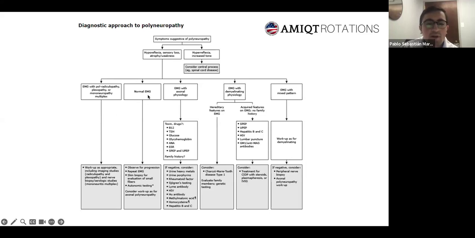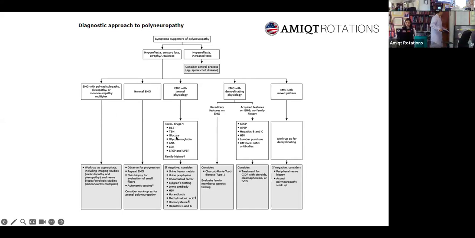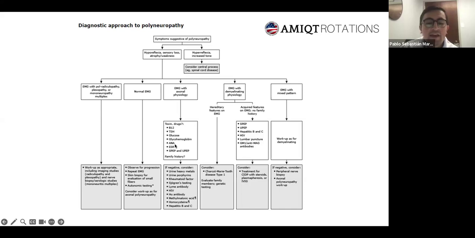When we have a normal EMG, we must keep the patient under observation, and it is recommended to repeat the EMG in the following 6 months, okay? In the case of finding an axonal pattern in the EMG, we must do an investigation of all of these possibilities, okay, and request these tests: B12, TSH, glucose, ANA, erythrocyte sedimentation rate, and proteins in serum, okay?